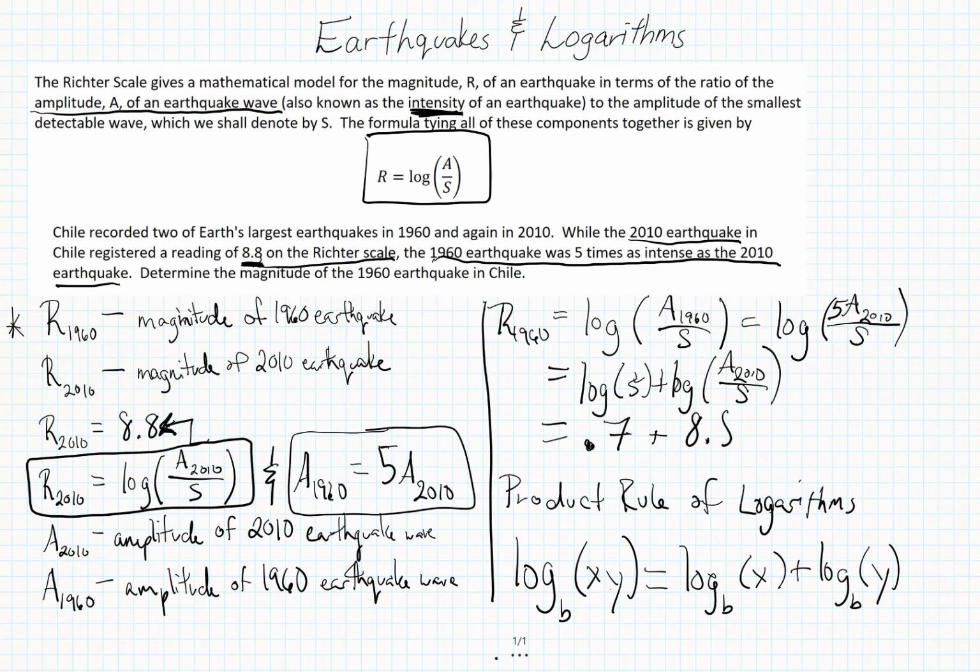So now we have a solution, and all we had to do was use the product rule of logarithms. We didn't need actual values for our amplitudes or for our standard wave. We can avoid that just by using the laws of logarithms, and in particular, the product rule.